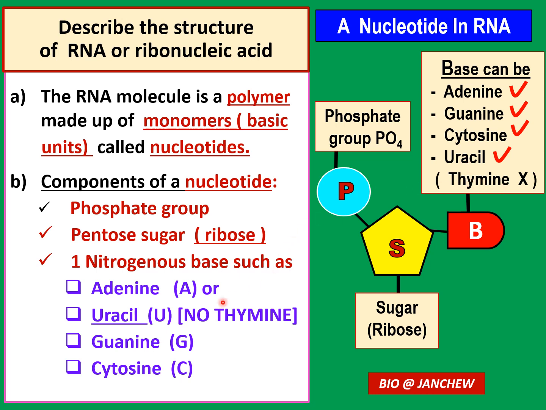So the nitrogenous bases are adenine or A, uracil or U, no T, no thymine, guanine G, and cytosine C. So from here we already found two differences between DNA and RNA. DNA has the pentose sugar called deoxyribose, but RNA has the pentose sugar called ribose. DNA has the base called thymine, but RNA does not. RNA has the base called uracil, represented by a U.